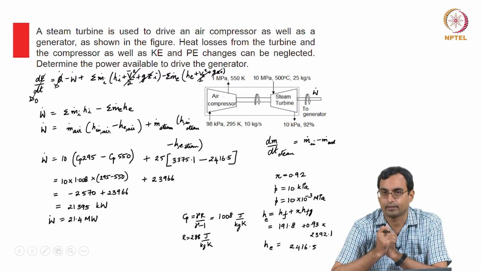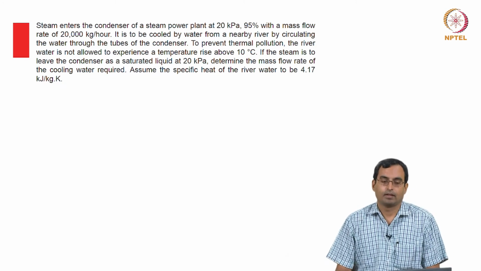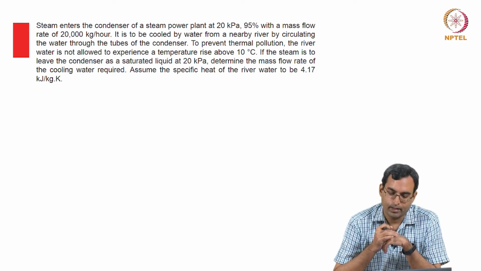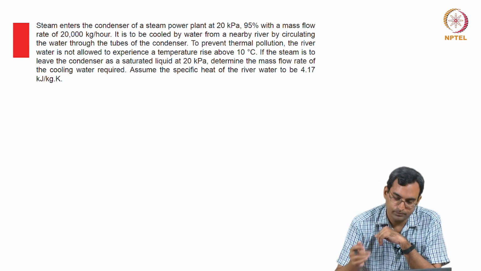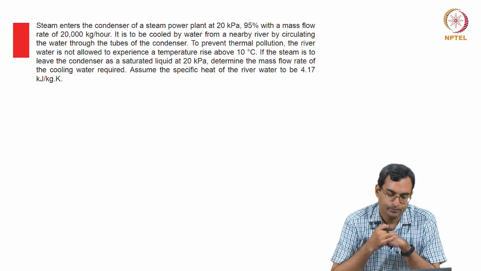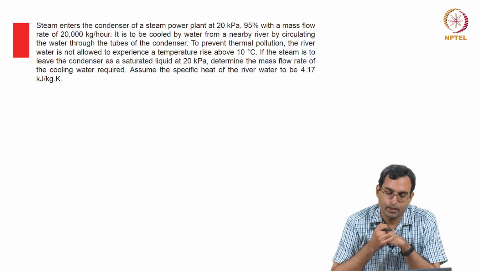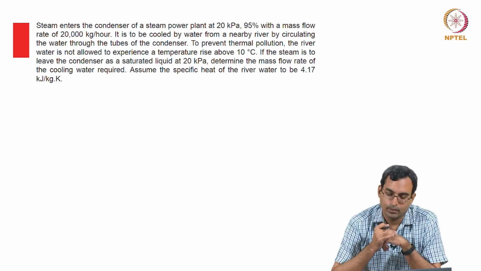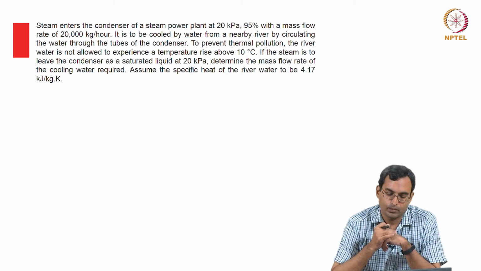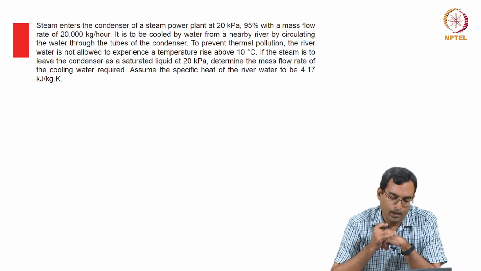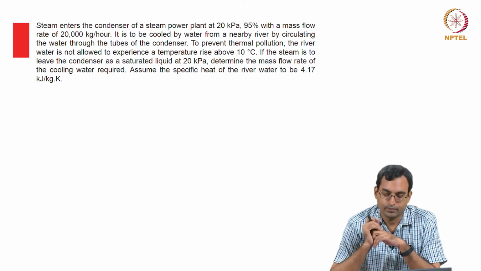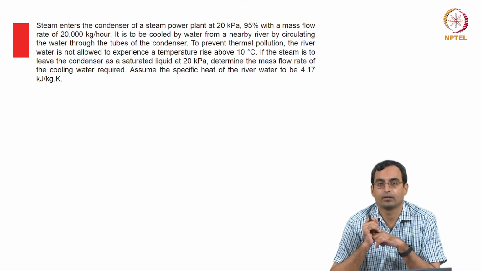this generator. So, we have another problem here which says steam enters the condenser of a steam power plant at 20 kilopascal and 95% quality. Mass flow rate is about 20,000 kg per hour. It is to be cooled by water from a nearby river by circulating the water through the tubes of a condenser. To prevent thermal pollution, the river water is not allowed to experience a temperature rise above 10 degrees centigrade. If the steam is to leave the condenser as a saturated liquid at 20 kilopascal, determine the mass flow rate of the cooling water required, assuming the specific heat of river water to be 4.17 kilojoule per kg Kelvin.